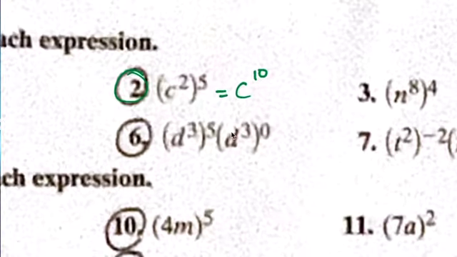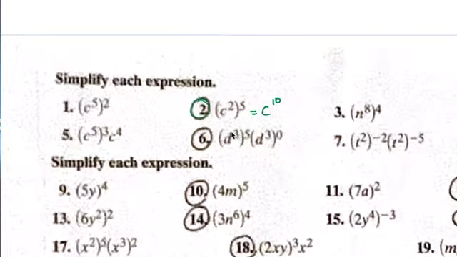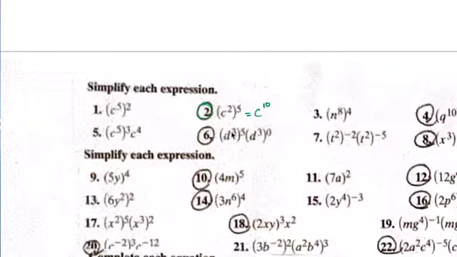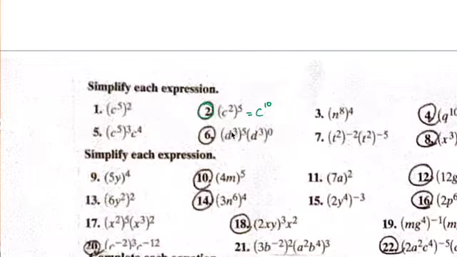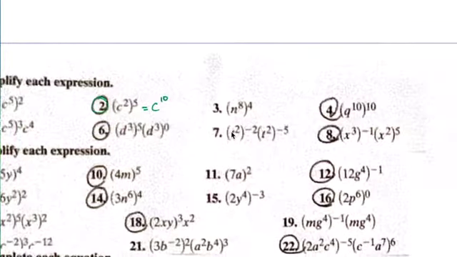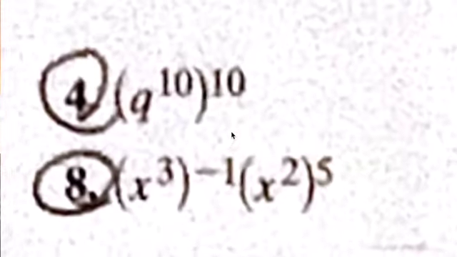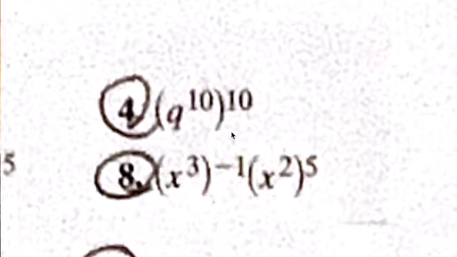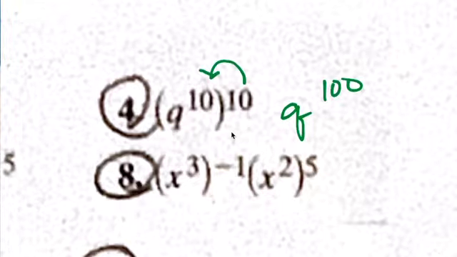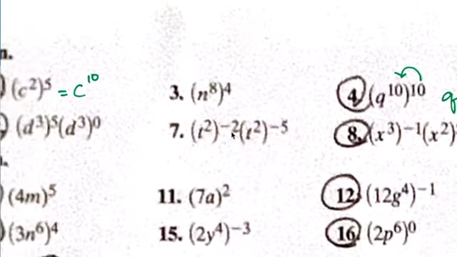Number six. I didn't give you number four. Wow, I gave you very little to do then, huh? Oh yeah, I did give you number four. That's Q to the 100, right? A power to a power, we call this.